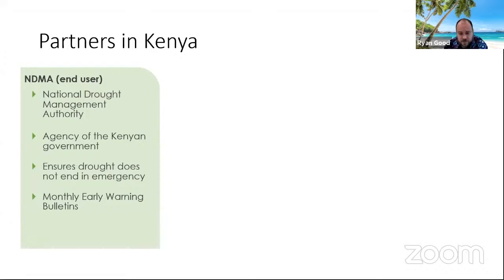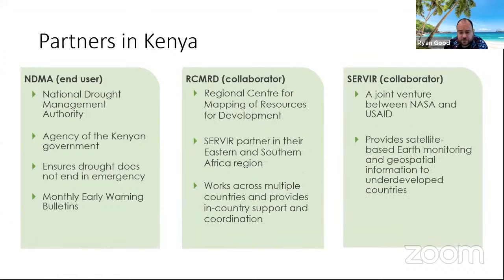To meet these objectives, I collaborated with 2 additional organizations, NASA SERVIR and the RCMRD. NASA SERVIR is my domestic support partner, and they are a joint venture between NASA and USAID that provides satellite-based Earth monitoring and geospatial information to underdeveloped countries and stakeholders in those countries. The Regional Centre for Mapping of Resources for Development, based in Kenya, is a SERVIR partner in their Eastern and Southern Africa region that works across multiple countries and provides in-country support and coordination to on-the-ground partners.